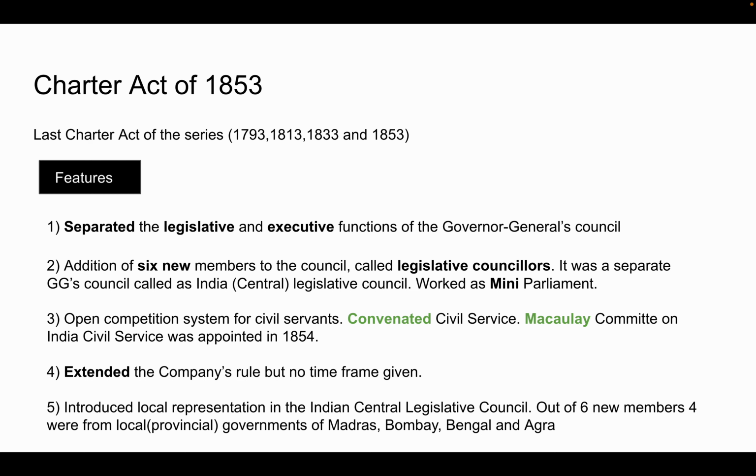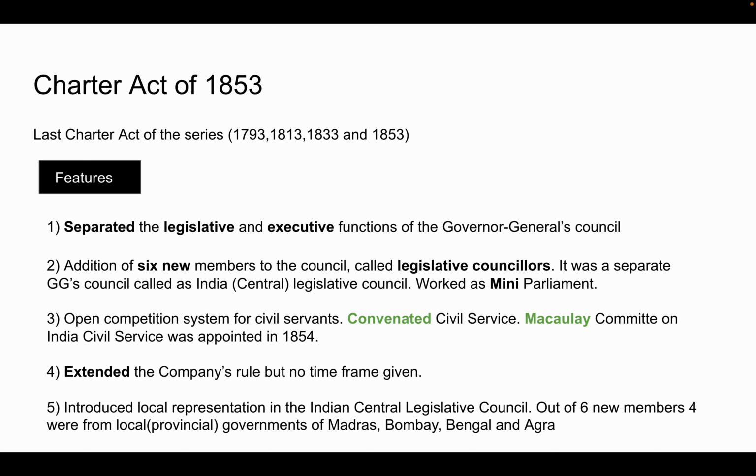The fourth feature of this Act of 1853 was that it extended the company's rule over the British possessions on behalf of the British Crown. That means the British Crown said that okay, you can rule the territories that come under British possessions, but there is no time frame given to you. That means if the British Crown wants, it can end the rule of the company at any time. Unlike the previous Charter Acts, where a time frame was continuously extended, it did not happen this time.